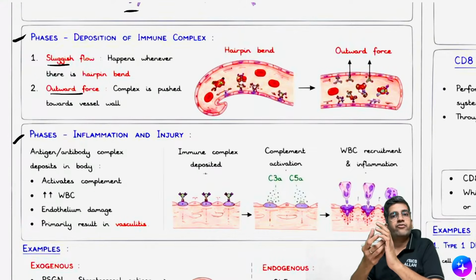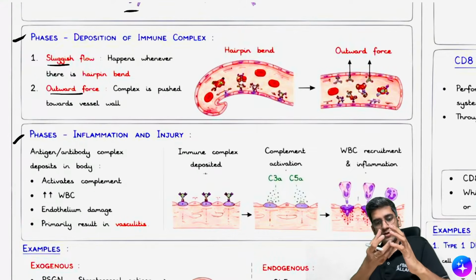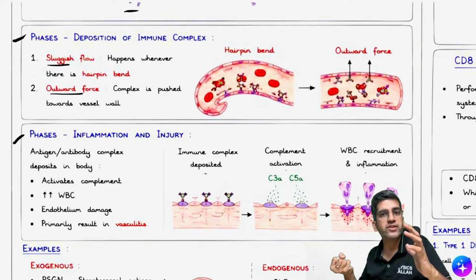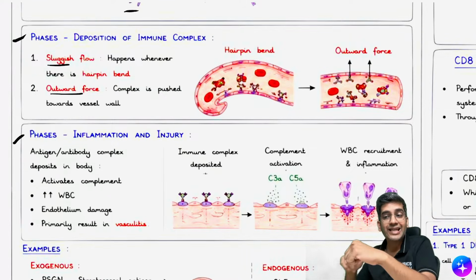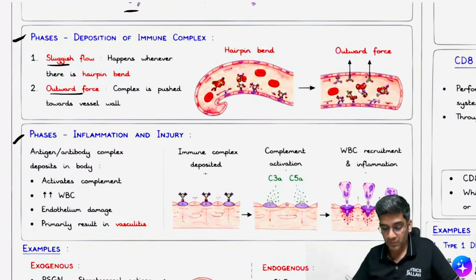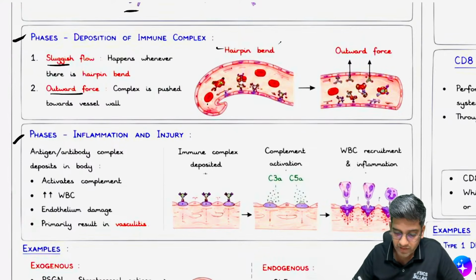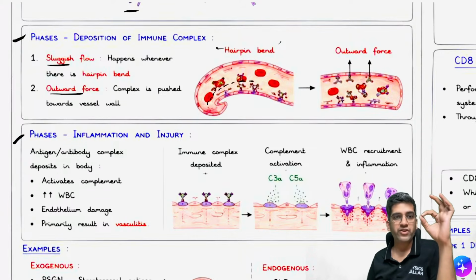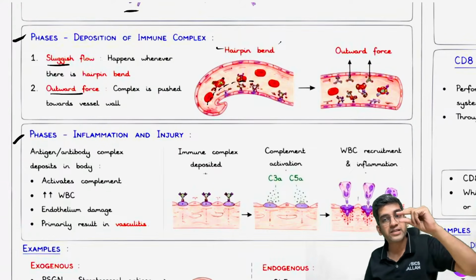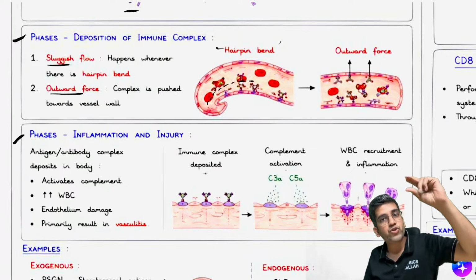When you have a filtration force, like in the kidney, the blood is being filtered outside. There's a force, deposits. Synovial fluid, deposits. In the skin, I have hairpin-shaped blood vessels. Whenever I have a hairpin-shaped blood vessel, obviously the flow becomes sluggish and gets deposited. The sluggish flow of the blood and the outward pull force makes the immune complex from the center go and deposit on the vessel wall.